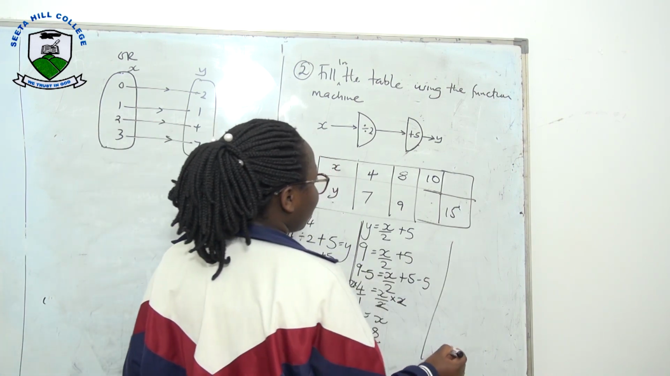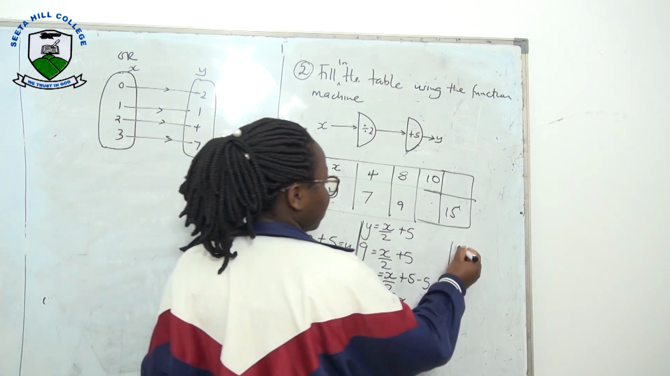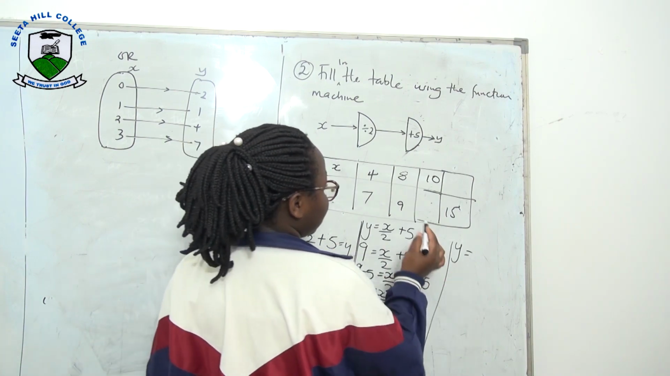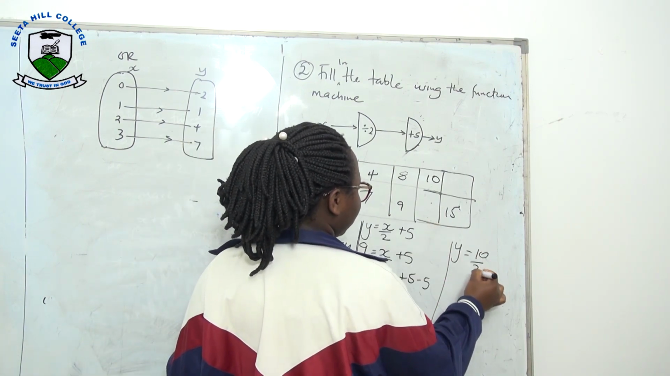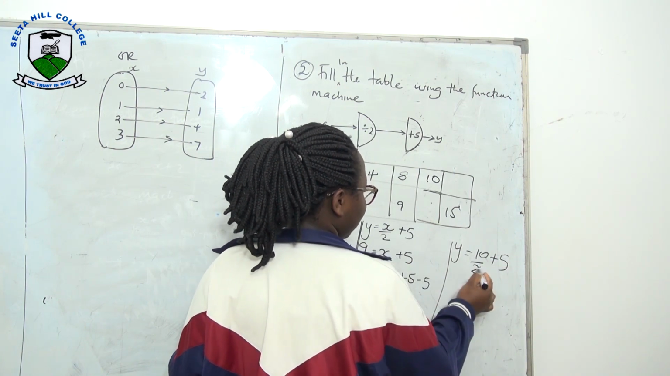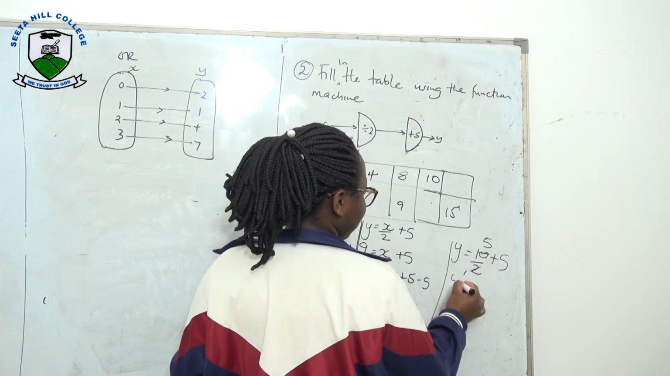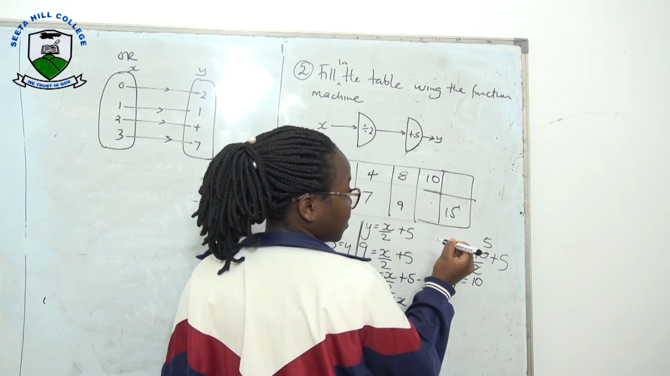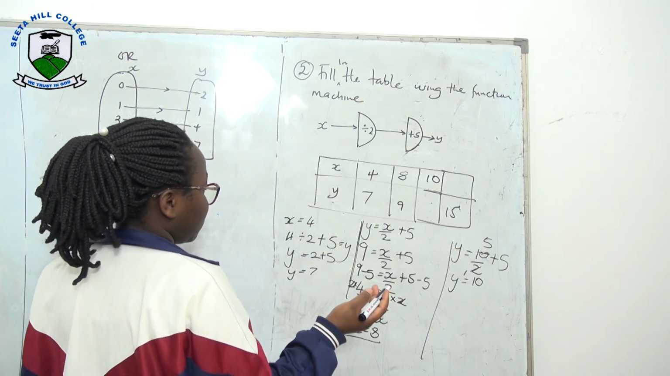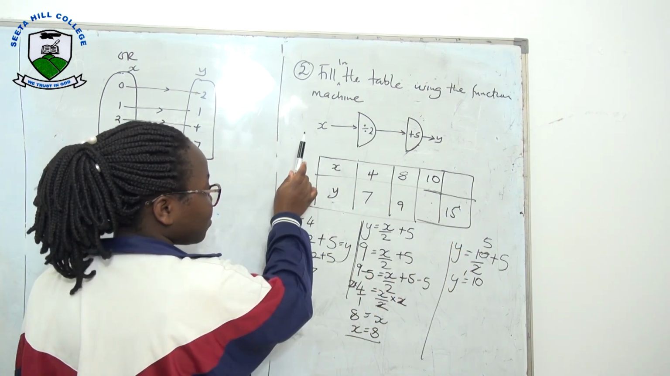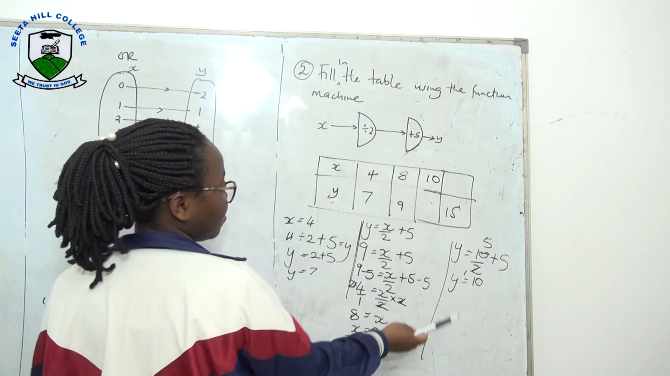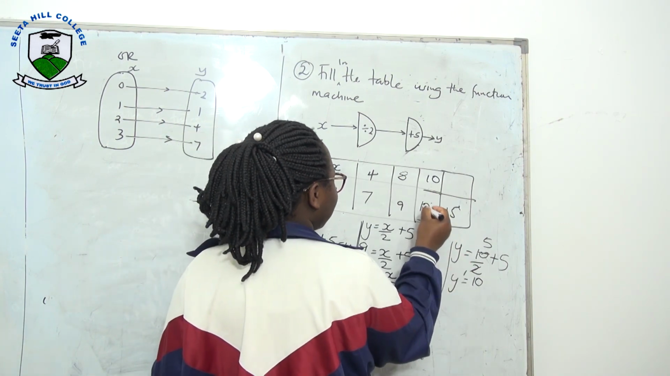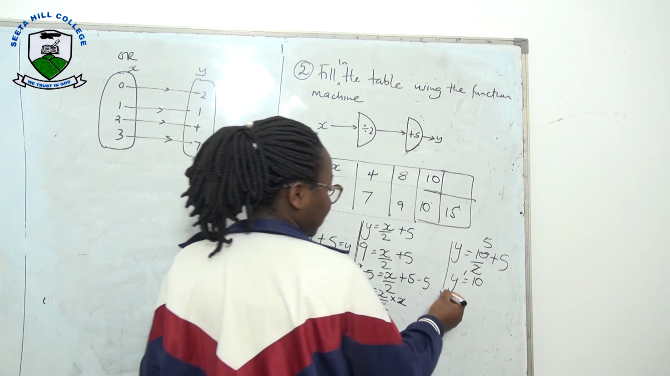So we got to find for y. So it will be y is equal to x, that is 10 divided by 2 plus 5. So this can give us 5. So y is equal to 5 plus 5 giving us 10. Because here it's x, which is 10, divided by 2, 5, plus 5, getting 10. So y is 10.